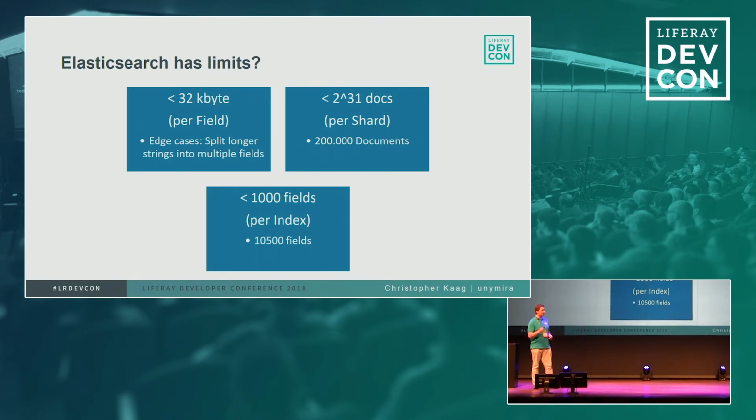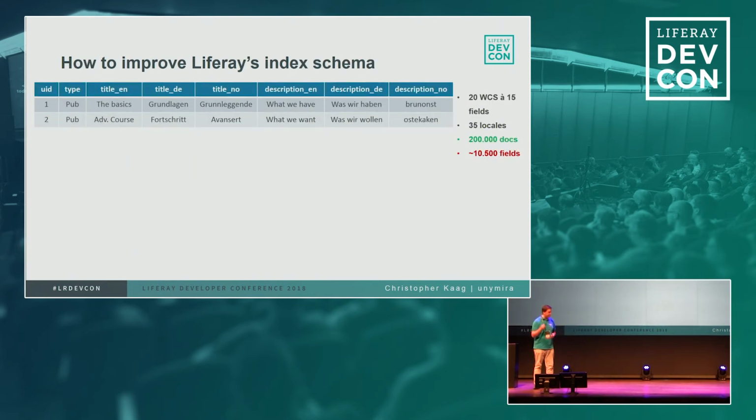But what you cannot do is have an unlimited number of fields. If you think about the Elasticsearch index, it's basically a table, and I want to show it in this example. This is a simplified version where you have two fields. First, UID and type, which I consider the meta fields, followed by title EN, title DE, title NO, because I also know Norwegian and I had to use 3 languages. And there's also the second field, which is description EN, description DE, description NO.